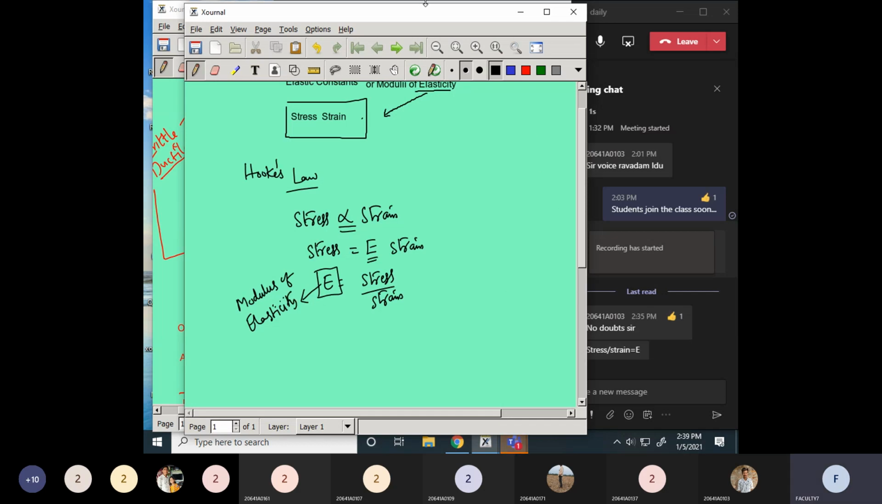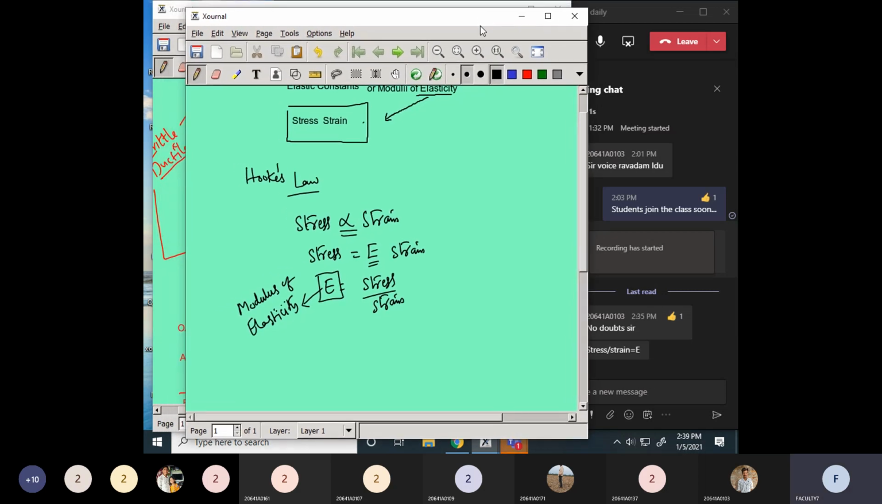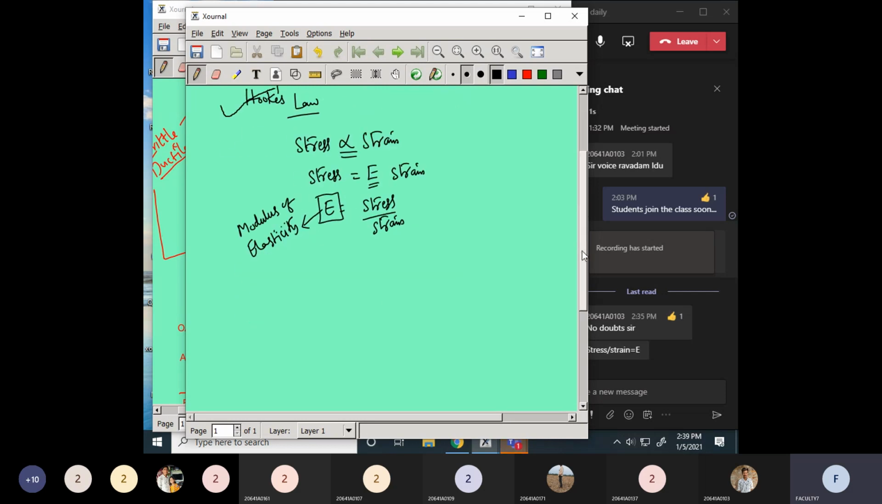Stress by strain is E. Now here, by using Hooke's law, we will continue the topic and we will find the elastic constants or moduli of elasticity. How we are going to continue: let us consider the stress.